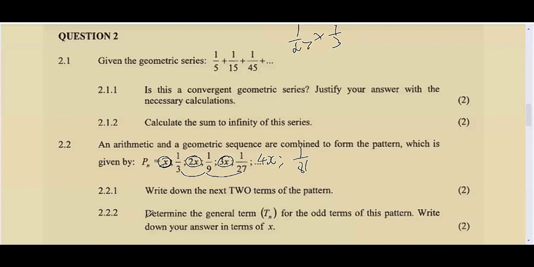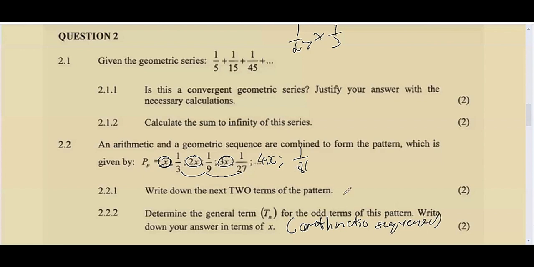Then 2.2.2 says determine the general term Tn for the odd terms of this pattern. Write down your answer in terms of x. Now for the odd terms, they're talking about all the terms that are in odd positions, meaning position number 1, 3, 5, and then 7, right? So this is how you are supposed to do that. So in other words, when they say the odd terms of this series, they're speaking about the arithmetic sequence in this case.